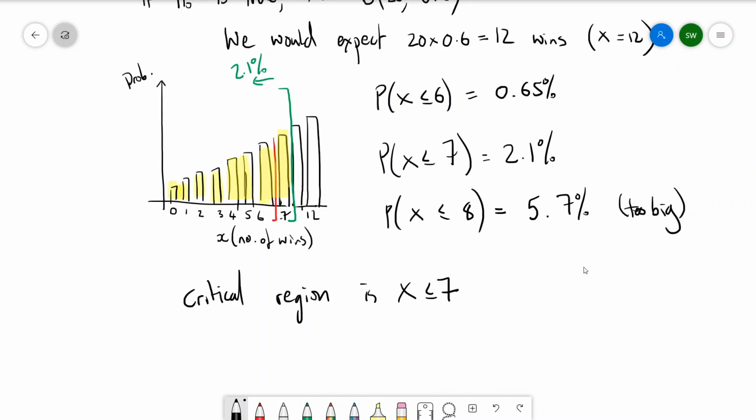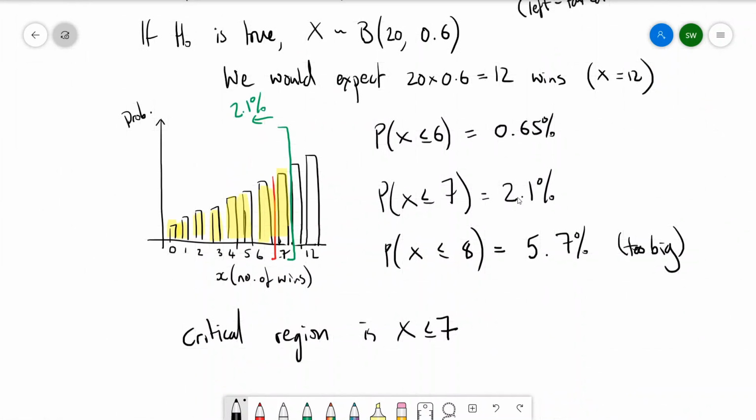So let's just remind ourselves what that means. That means that if I win 7 or fewer games out of the 20, then we're saying that's really unlikely. There's only a 2.1% chance that that happens if H0 is true. So if we do see these values of x, we're significantly lower than 12, what we'd expect if the probability is 0.6. So we can conclude that actually the probability of winning a game is less than 0.6. So this is going to be our rejection region, where we can reject H0 if x is less than or equal to 7.